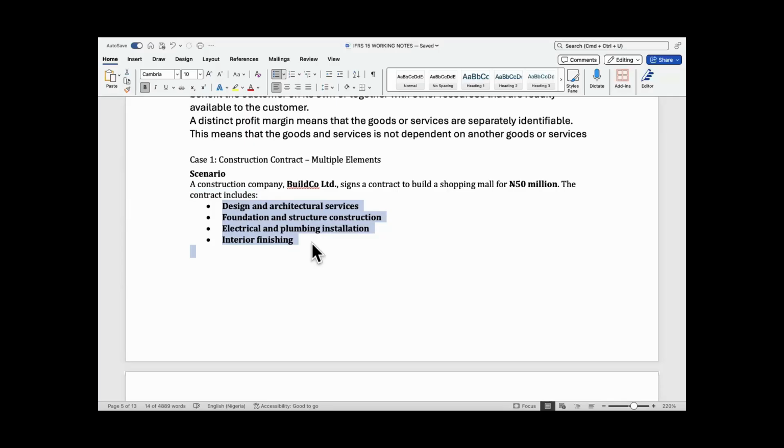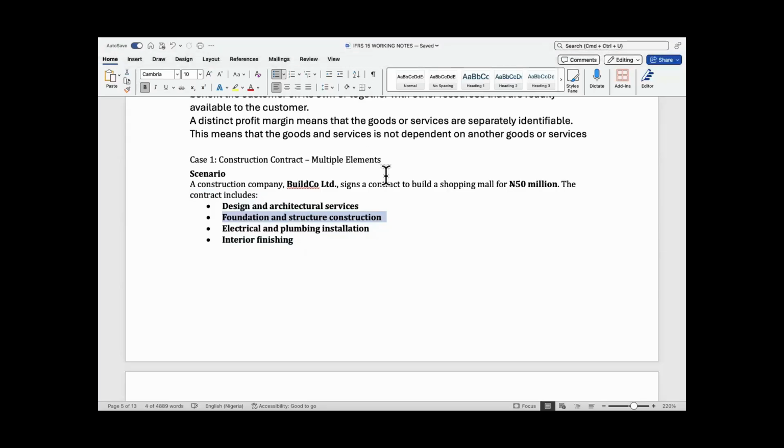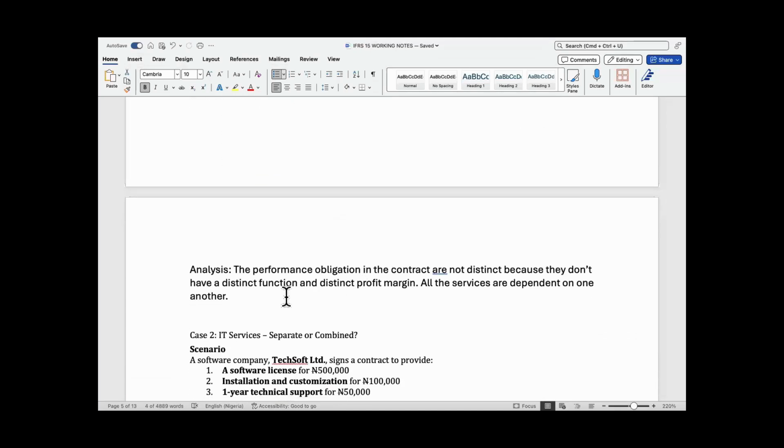So when recognizing revenue, BuildCo cannot recognize revenue separately for architecture. It is going to recognize revenue for everything as one, and they will see them as a single performance obligation because they are one. So the entire service is seen as a single performance obligation.